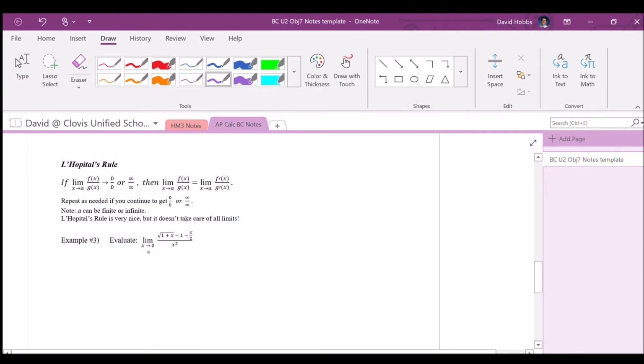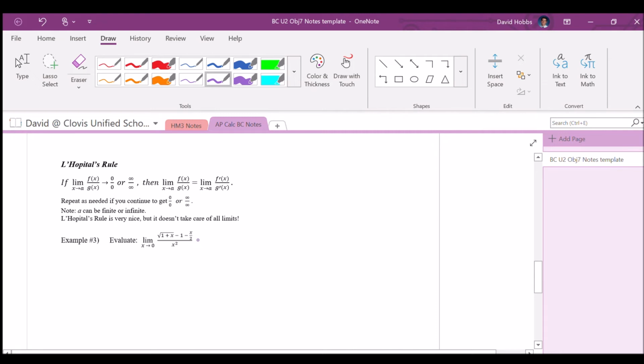So limit as x approaches 0. Now I notice immediately that my denominator would be 0. So I'm going to start checking to see if my numerator is 0 also if I try to plug in the 0. So if I plug in the 0, I get square root of 1 minus 1, that's 0, minus 0 over 2. Yes, it is 0 over 0.